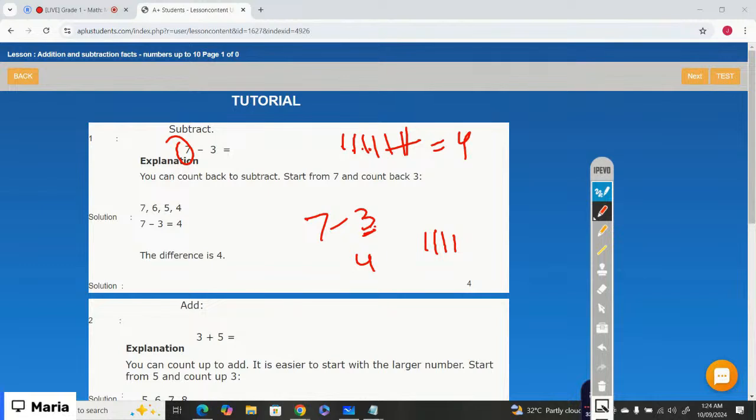The other way is you can back count, right? Start from 7 and count until 3. So when you start from 7 and count until 3, they are 7, 6, 5, and 4. So you have 4 numbers from 7 till 3. So that means the difference is 4, right? So here I have explained 3 of the ways you can do it, whatever you can find easy for you, right?